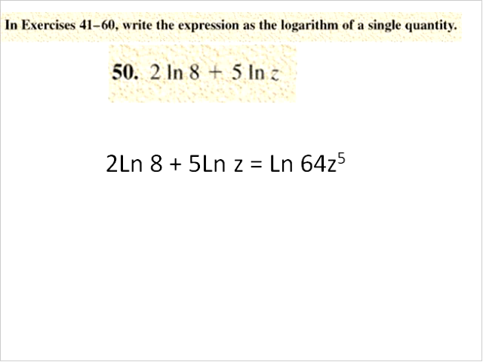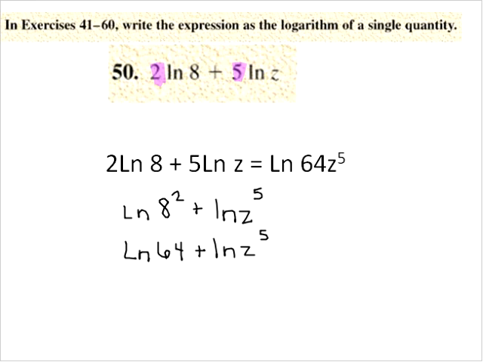Number 50, now we need to condense it. Let's take care of the numbers out front and change them to exponents first. So that would be the natural log of 8 squared plus the natural log of z to the 5th. We all know that 8 squared is 64, so I'm going to change that. Let's get rid of the adding. If we're working backwards, adding will change into multiplication. So then I have natural log of 64 times z to the 5th.